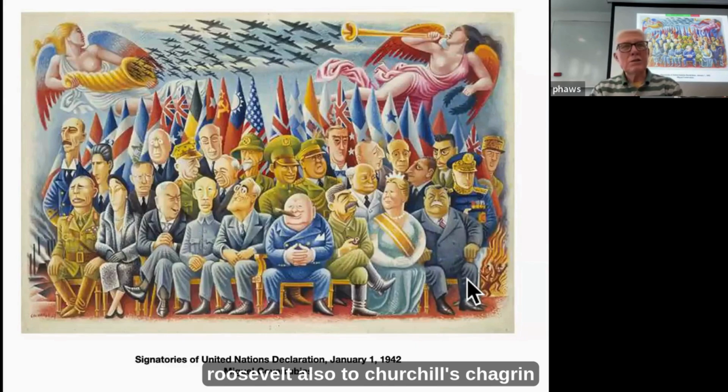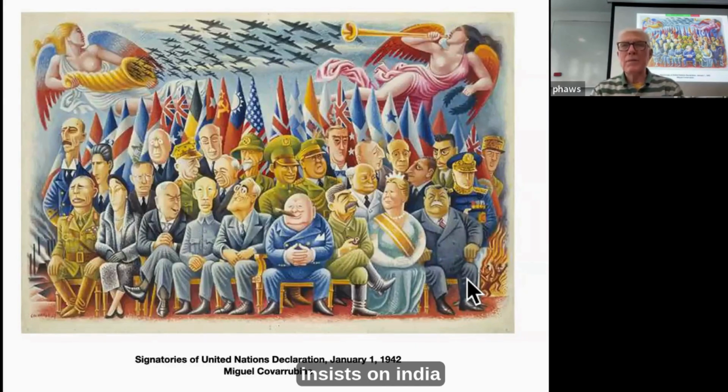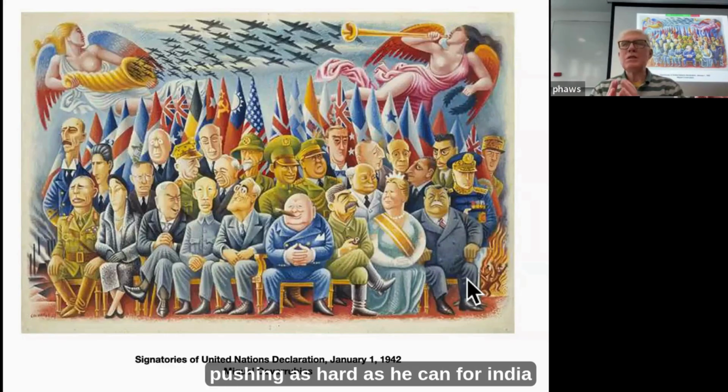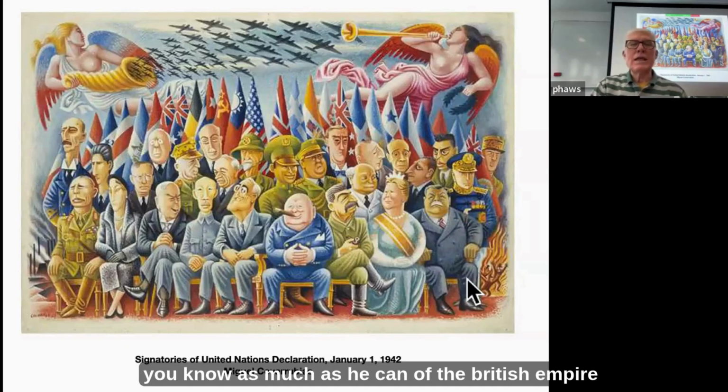And Roosevelt also, to Churchill's chagrin, insists on India being a signatory to this agreement. And this happens on January 1st, 1942. He's pushing as hard as he can for India to dismantle as much as he can of the British Empire.